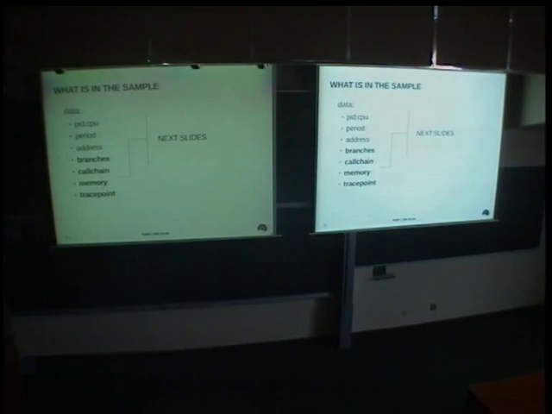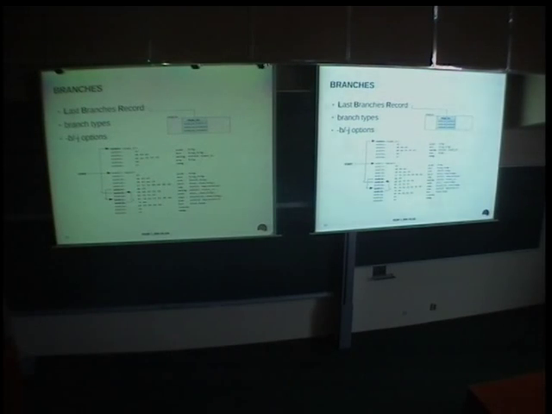So those were common data which is stored in the samples. Now, not very common data, which you need some configuration for: last branch records.